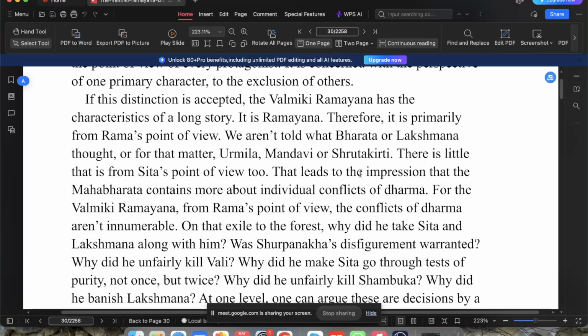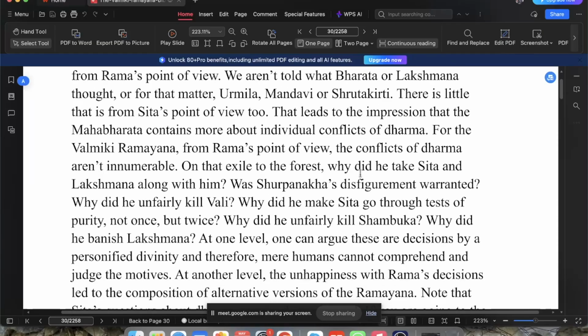On that exile to the forest, why did he take Sita and Lakshmana along with him? Was Shurpanakha's disfigurement warranted? Why did he unfairly kill Vali? Why did he make Sita go through tests of purity not once but twice? Why did he unfairly kill Shambhuka? Why did he banish Lakshmana?